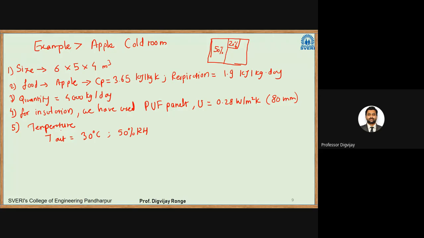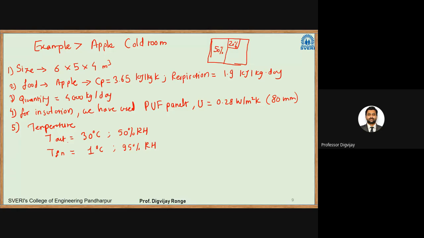Then the next thing is indoor temperature. Now, this means what temperature I am keeping inside the cold room, that will be the indoor temperature. In this case it is 1 degree Celsius and 95% RH. That is relative humidity. What is RH? We'll see later in the second section.